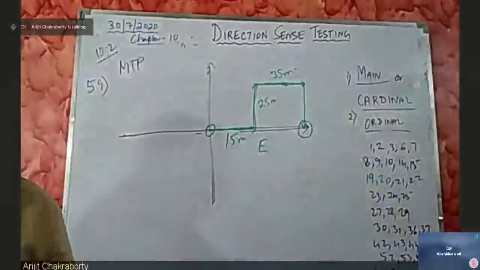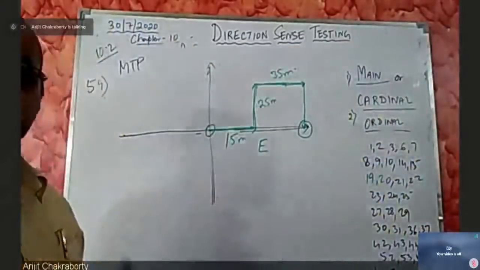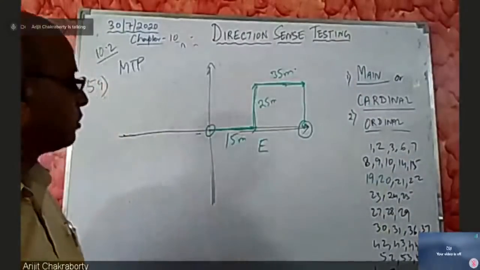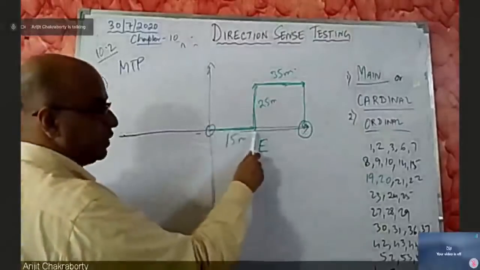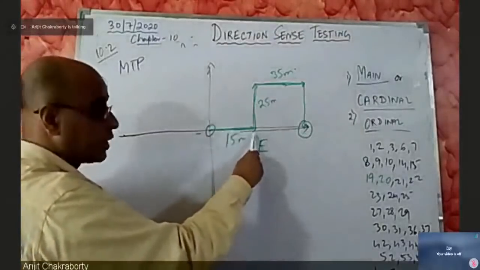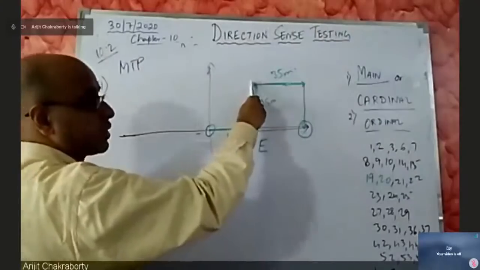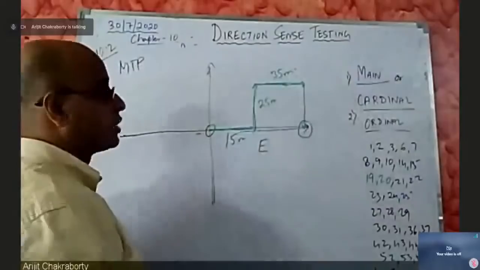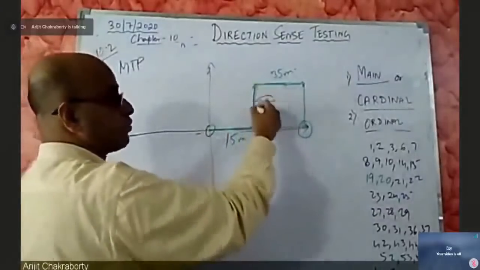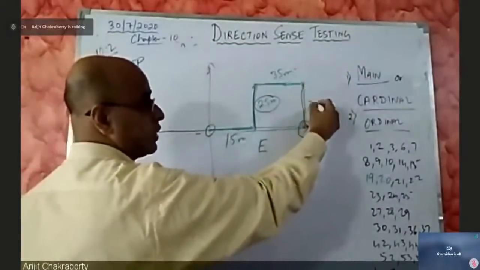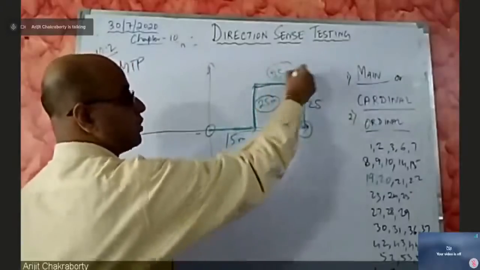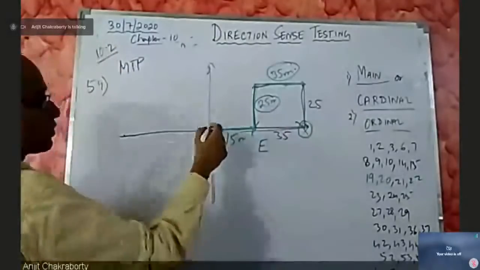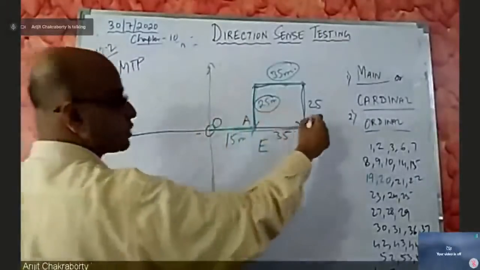Please have a look at the problem. This is a classic problem and MTP problem. Starting from here, moving towards the east 15 meters, takes a left turn, goes 25 meters, takes a right turn, goes 35 meters, takes a right turn, goes 25. So this distance is 25. This distance is also 25. This is 35, so this is also 35. So he started from O. This point is A. This point is B.